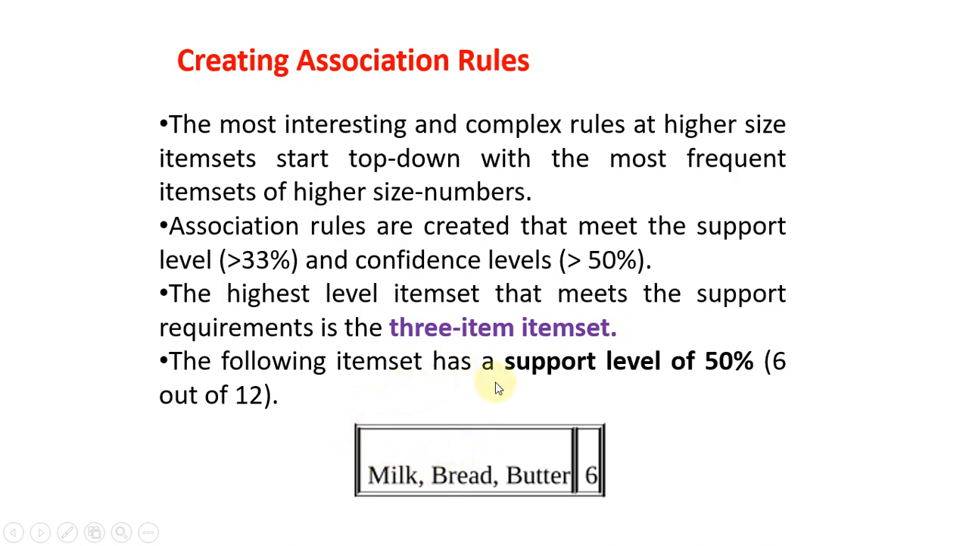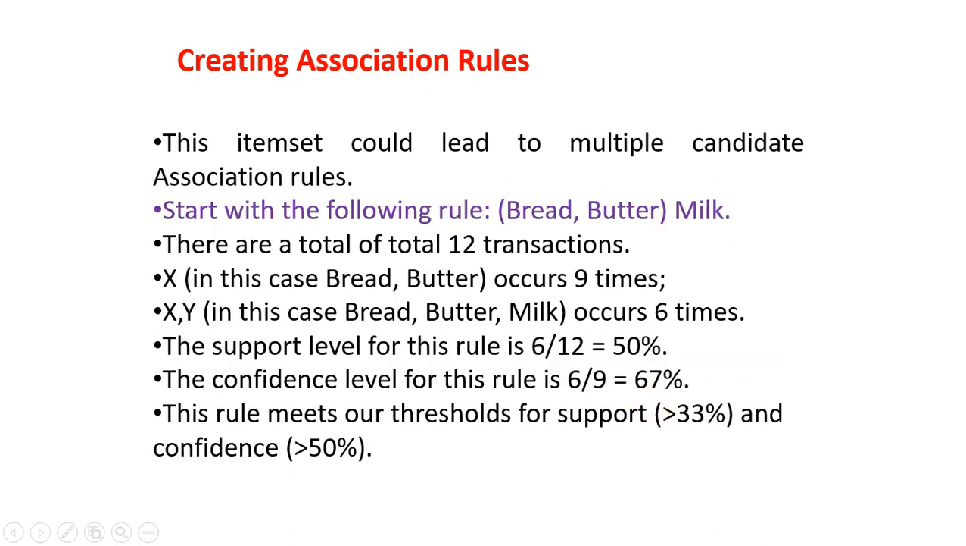This item set has a support level of 50%, because you take the 6 transactions divided by 12, and you get 50% support level. Then this item set could lead to multiple candidate association rules. Say we start with the following rule.